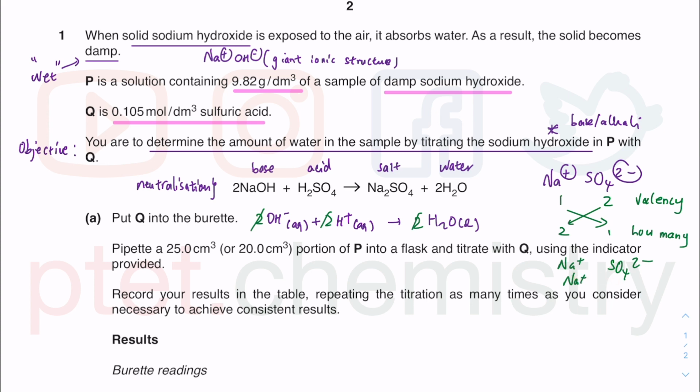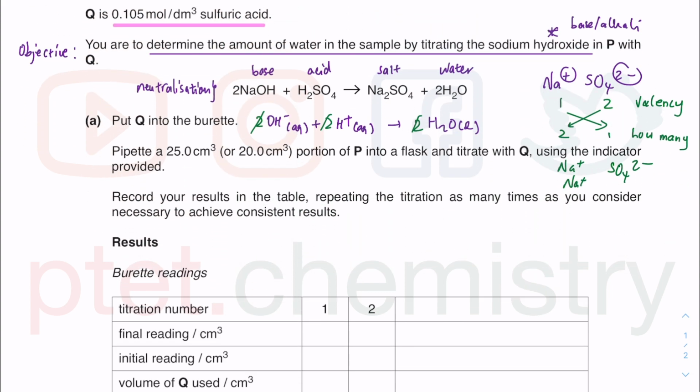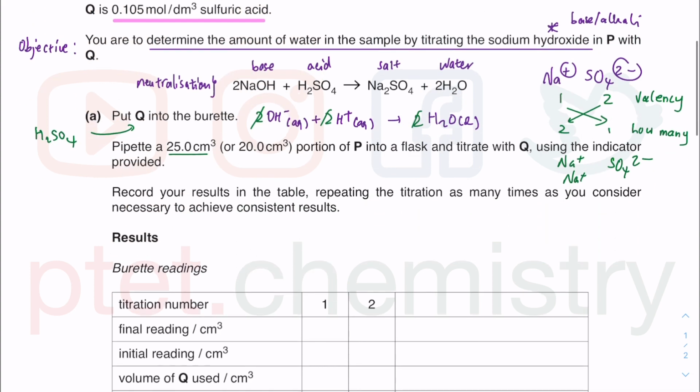This is a practical setting, so it's less about theory, but I'm using it to recap a little bit of theory. It's always a good idea. As you read the question, you think about your older concepts. So put Q in the burette. Q is your sulfuric acid, H2SO4. That is in the burette, and you're going to pipette 25.0 cm cube of P.